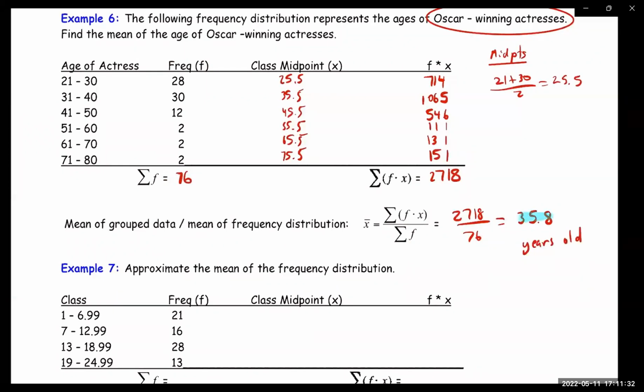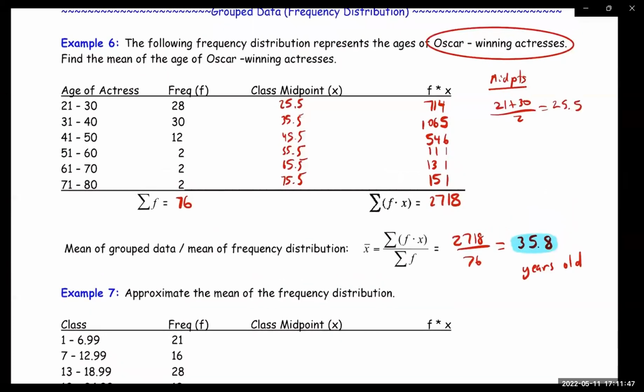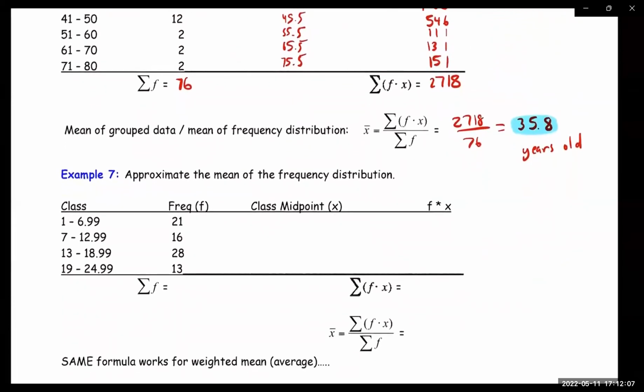So the average age of Oscar-winning actresses is approximately 35.8 years old, so almost 36 years old. All right. So this is called group data because we don't know the raw data. We don't know if this person was 25 or 26 or 27. We just know that 28 actresses fell within this range. 30 actresses fell within this range. So that's what they mean by group data, because we don't know the raw data. All right, so that's how you find it.